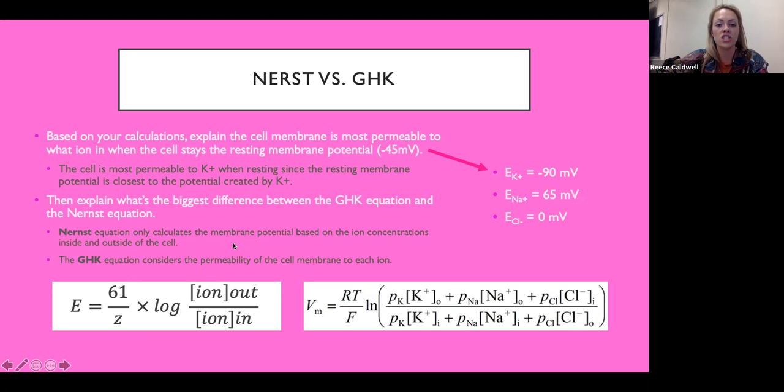The Nernst equation only calculates membrane potential based on ion concentrations in and outside of the cell, whereas the GHK equation considers the permeability of the cell membrane to each ion. You'll go over that briefly in lecture, but that is the answer there. However, when doing calculations, we just use the Nernst in this class. You don't have to worry about the GHK equation and doing calculations with that.